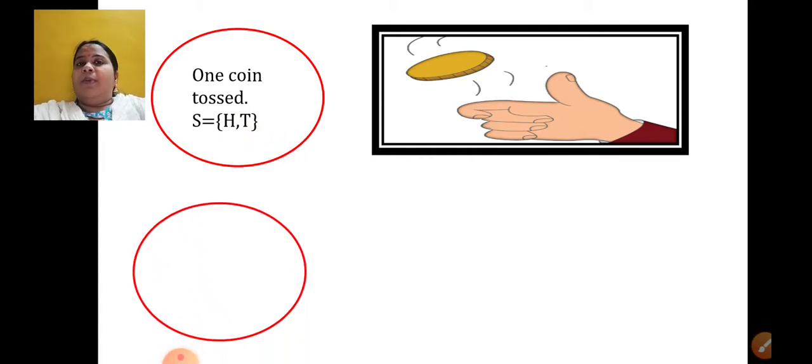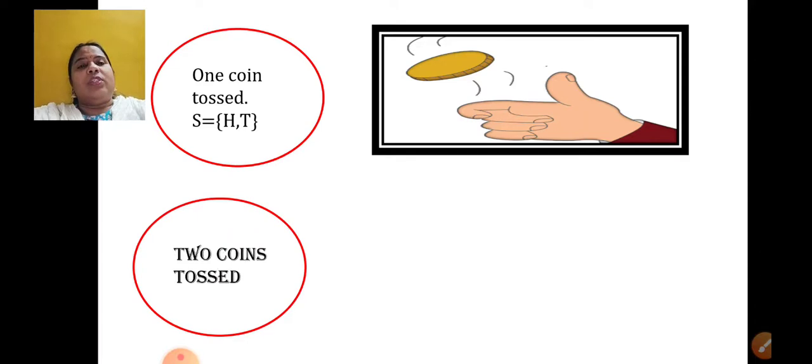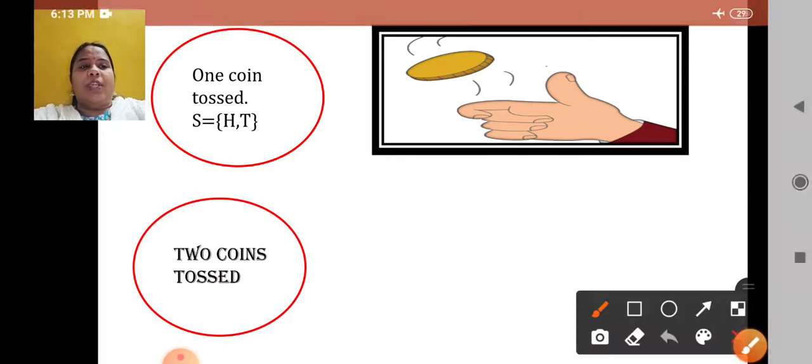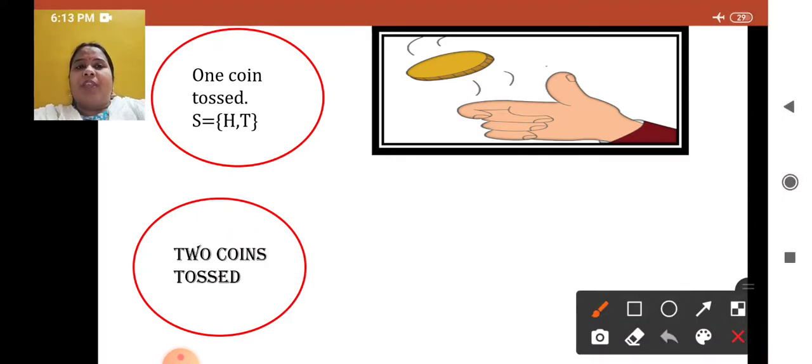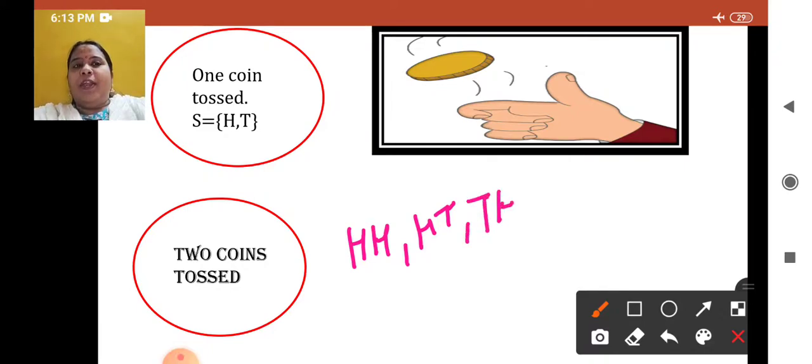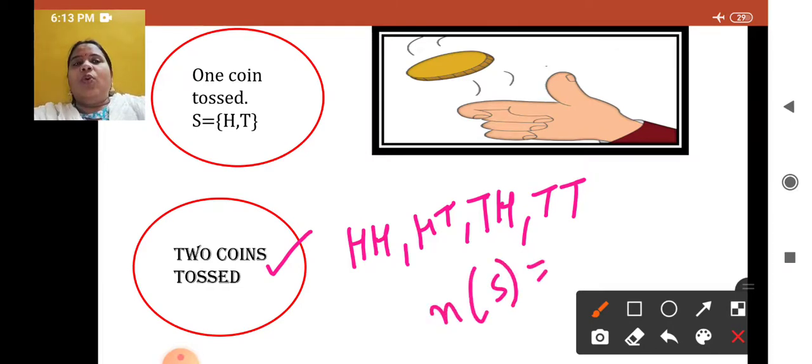Then we have learned about the sample space for 2 coins tossed. Now when 2 coins are tossed together, what are the possibilities? Either both are head, on both the coins I will get head, that is HH; head on the first coin, tail on the second coin; then tail on the first coin, head on the second coin; and then tail on both the coins. So these are the possibilities when 2 coins are tossed together. In this case, n of s will be equal to 4.